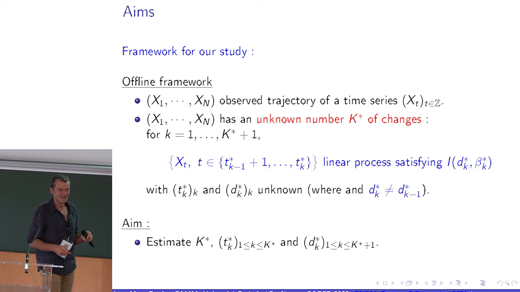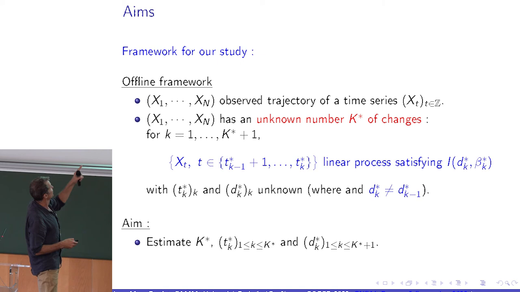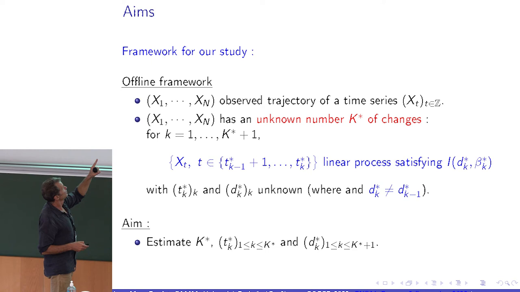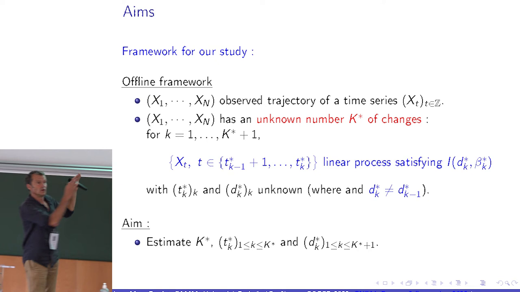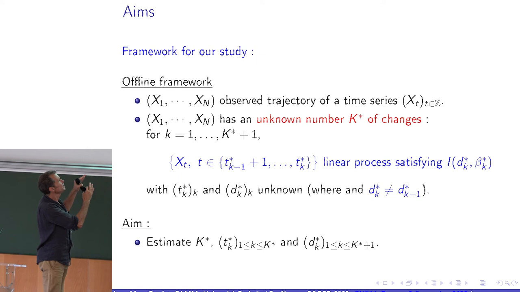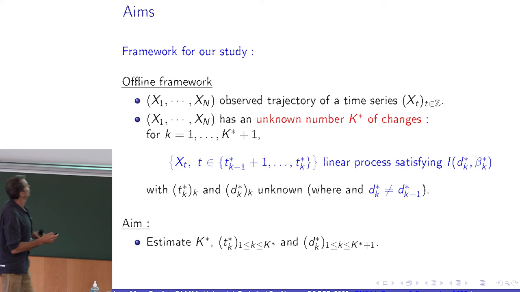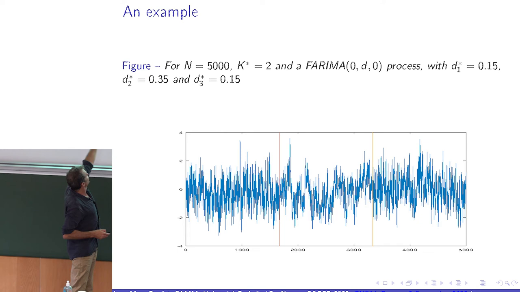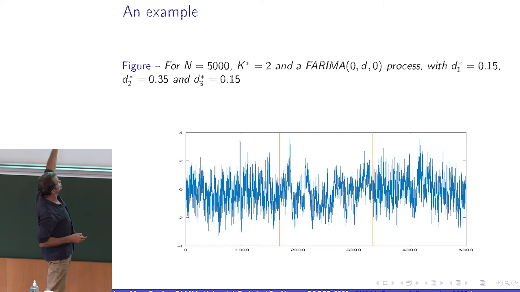So, the framework of change detection will be this one. We have a number K star of changes, which is unknown, and in each stage we have a linear process, which is a long memory stationary process with a parameter d_k star, which is unknown. Okay, so perhaps this is a trajectory here. Here you have d1, d2, and d3, and here a linear process with such a parameter here also, and so on.